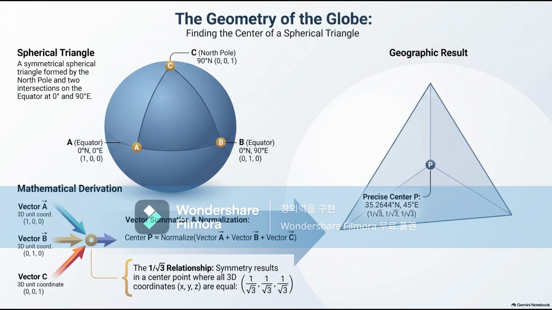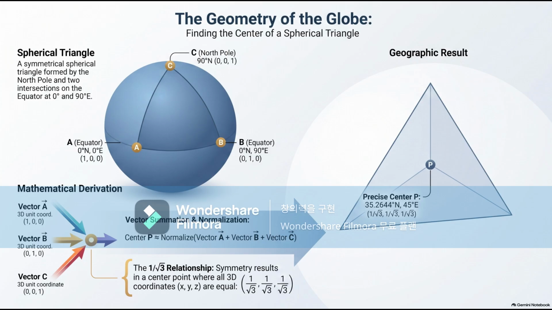To find the length of that pole from the core to 1, 1, 1, we use the 3D version of the Pythagorean theorem. Right. We take the square root of 1 squared plus 1 squared plus 1 squared. Which is the square root of 3. Exactly. So to pull our coordinate back down to the Earth's crust, we divide each number by the square root of 3. Oh, wow. Our true center point is 1 divided by the square root of 3, 1 divided by the square root of 3, 1 divided by the square root of 3.